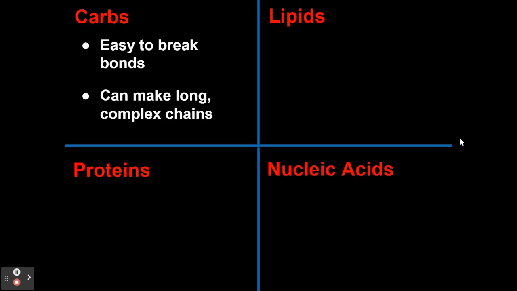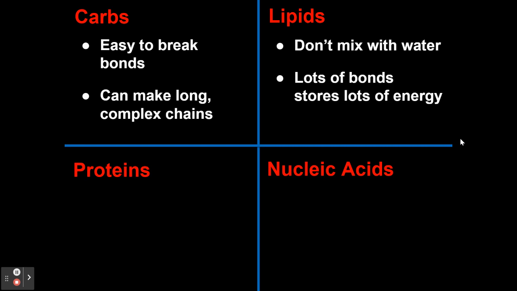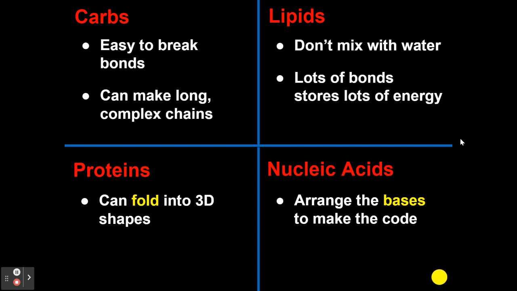Carbs have easy to break bonds. That's why they're good for short term energy. And those long, complex chains can help make things like cell walls. Lipids, they don't mix with water, which is good for membranes. And lots of bonds can store lots of long term energy. Proteins, they can fold into shapes, and that's what allows them to work like a tool. And then nucleic acids, those bases, the A's, T's, C's, and G's, make the code for proteins.